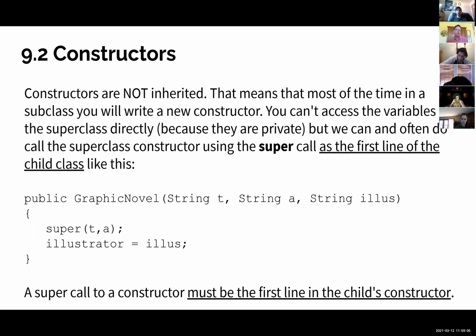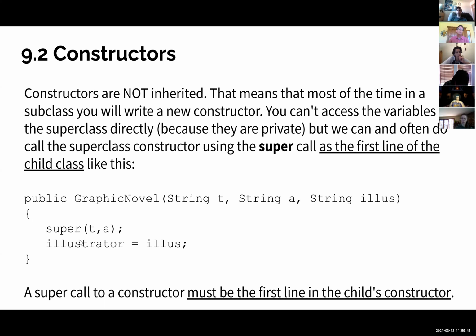And because you can't access variables in the superclass directly, and I'll show you examples of what I mean, we can and often will call the superclass constructor using this super call, and it has to be the first line of the child class. So you remember last time I talked about, well, what if we had a book class and then we wanted to extend it with this graphic novel class? Well, I'm just writing a little bit of code here. This is a possible constructor for the graphic novel class.